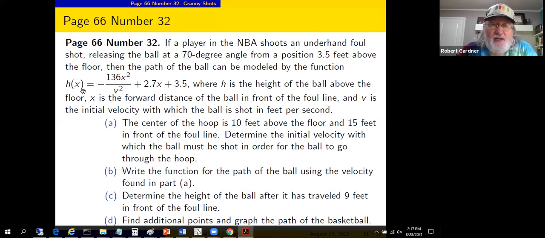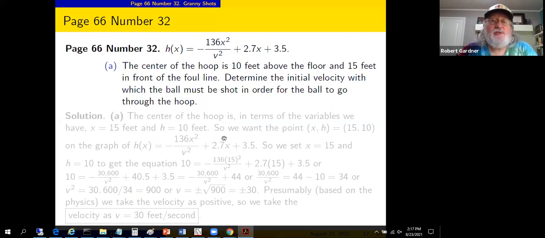When x is 15, the height, this right-hand side, equals 10. That's how we'll work that one. Next, they want us to write the function for the path of the ball using the velocity found in part A. We'll have the velocity from part A. We'll substitute in here. Determine the height of the ball after it's traveled 9 feet in front of the foul line. When x equals 9 feet, what is the height? That'll be easy because we'll have a function by then. Find additional points and graph the path of the basketball. So we're plotting points and trying to graph. That'll be messy. We'll have better ways of dealing with these soon. But let's answer the questions they asked.